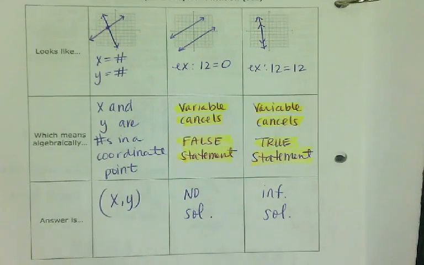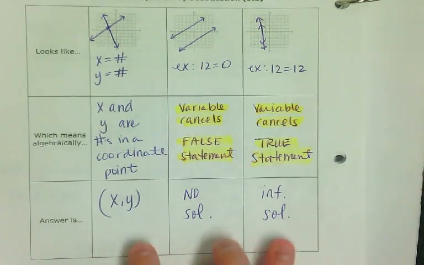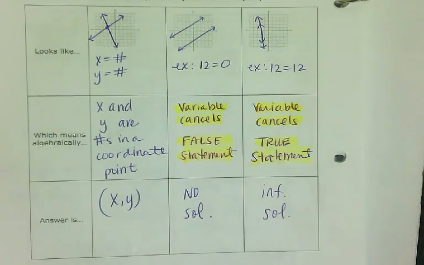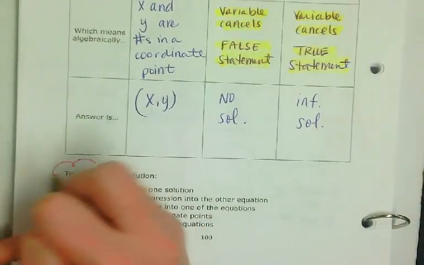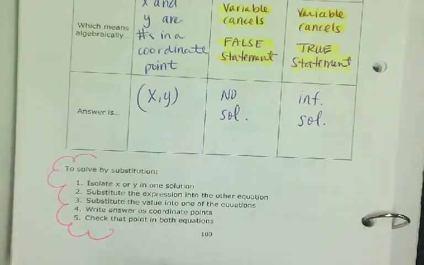So this is kind of similar to what we did yesterday. We're just going to use a different method to solve. We're still going to have the same three types of answers, a coordinate point, no solution, or infinite. But we're just going to solve by substitution. Down here at the bottom, this is your process. If you need it, I'm not going to read through it, but it is there for you if you need to go look at it later.